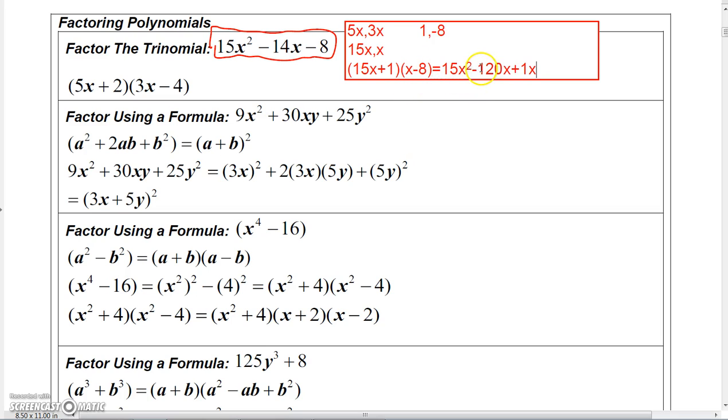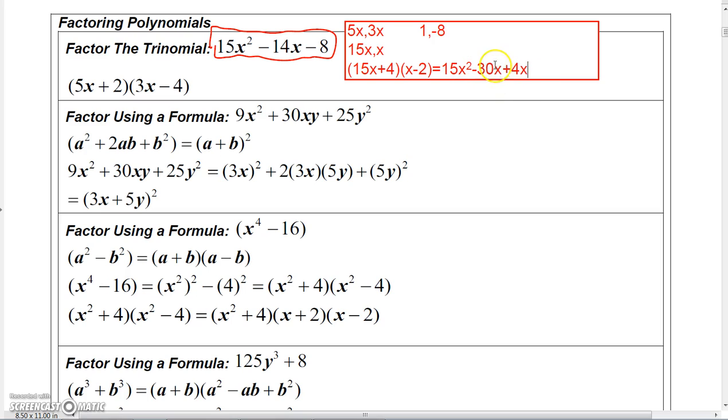Okay, well, do I need to go further? Because I know -120x plus 1x is not going to equal -14x. So I know that's not going to work. Well, I could try 4 and -2. Okay, let's give that a try. So 15x times x is still 15x squared. Well, 15 times -2 is going to be -30x. And then 4 times x is 4x. Okay, well, what happens if I combine these two terms? I don't get -14, I get -26x.